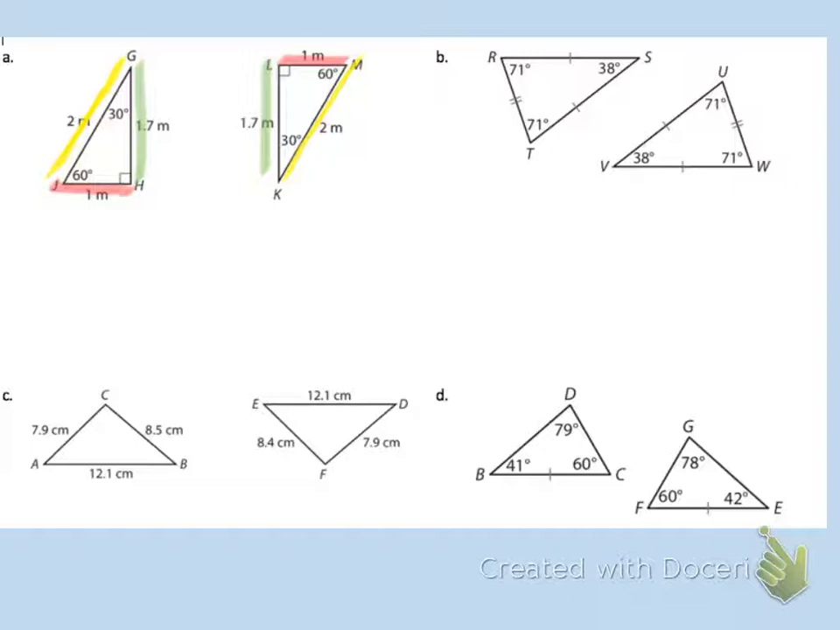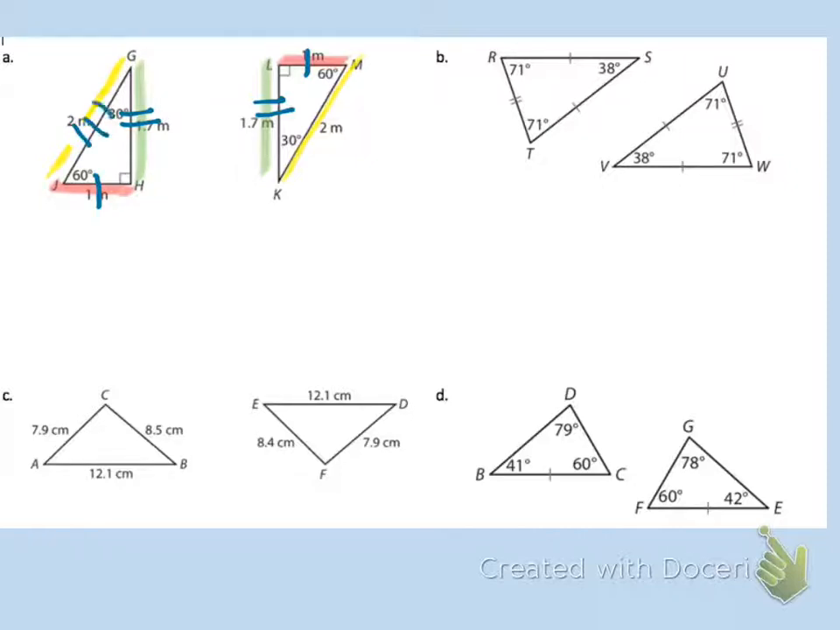Now, oftentimes instead of using colors, if we don't have colors available, we'll use matching markings. So like this first pair, I would have put a single tick mark. On the second pair, I might have put 2 tick marks. And on a third pair, I'd put 3 tick marks.